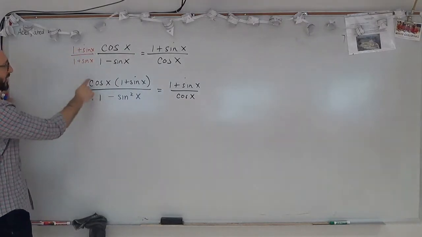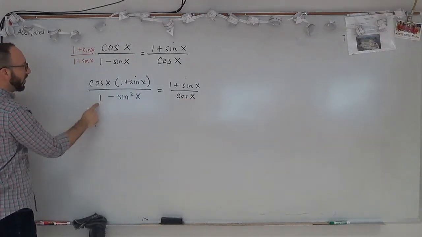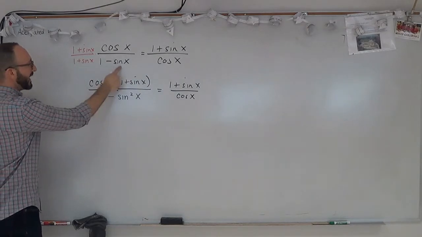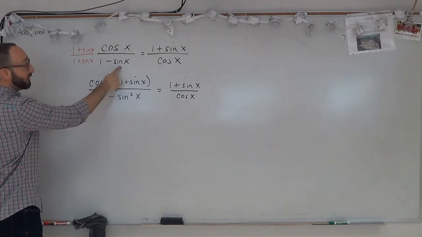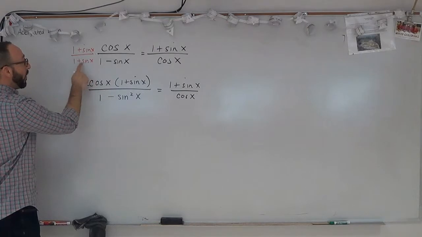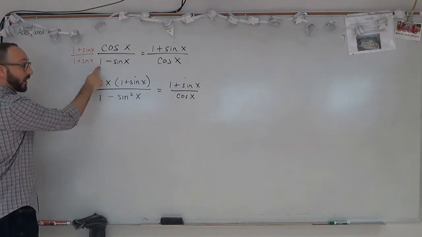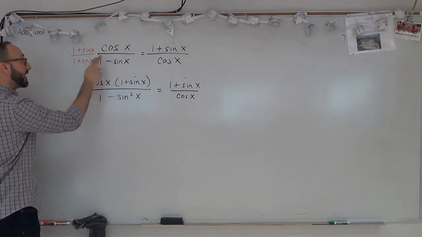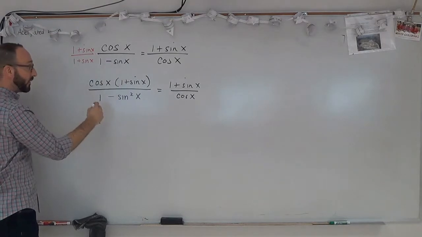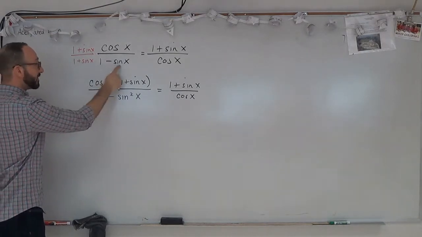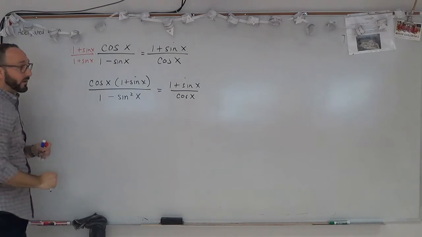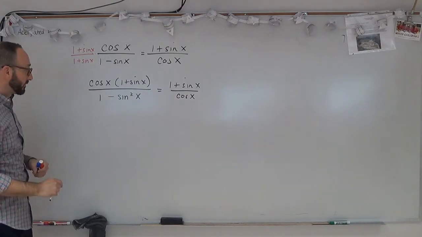Now again, if we were to multiply this out, we get 1 times 1, which would be 1. 1 times negative sine x, which would be negative sine x. Sine x times 1, which would be positive sine x, so the negative sine x and the positive sine x are going to zero out. And then sine x times negative sine x is negative sine squared x. That's the difference of squares pattern.